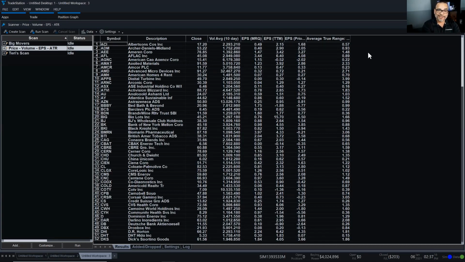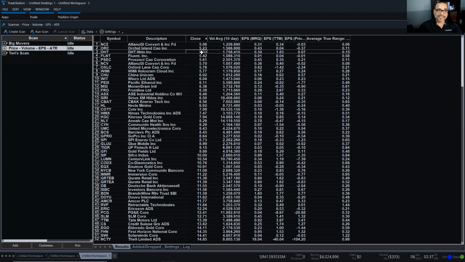Not only that, you can sort the values here. For example, if you want to know out of all these 211 symbols, which one is the cheapest, just double click on close and it sorts in ascending order. You can see that NCZ, Alliance Convert and Income, not sure what those initials are, it's $5.06. It trades 1.2 million shares on average, and it has an average true range of 6 cents.